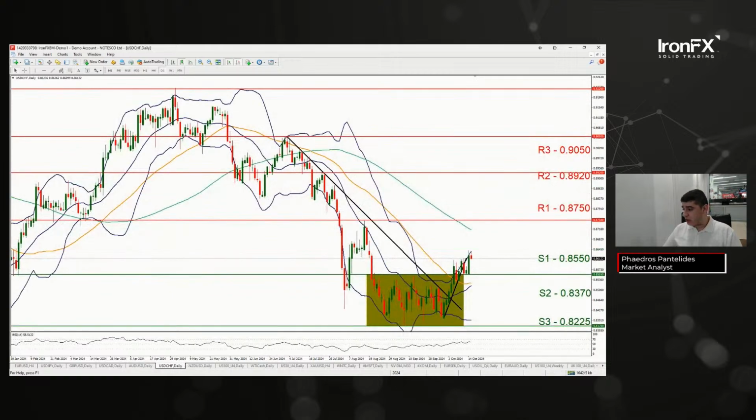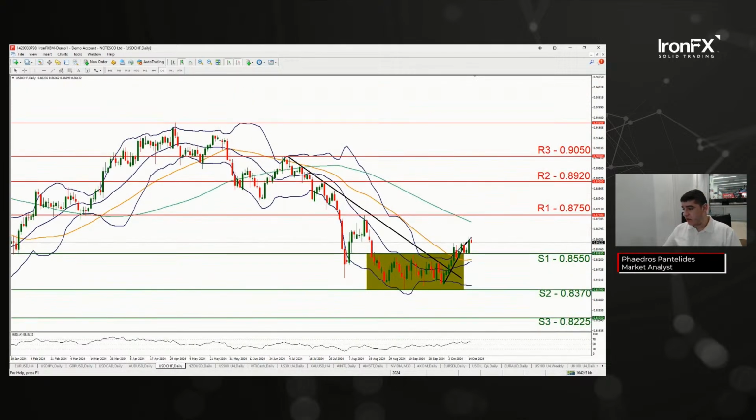Dollar against the Swiss franc, very nice. Tested that as one level, 0.8550. Bullish outlook for the dollar against the Swiss franc. Target for the bulls is 0.8750.